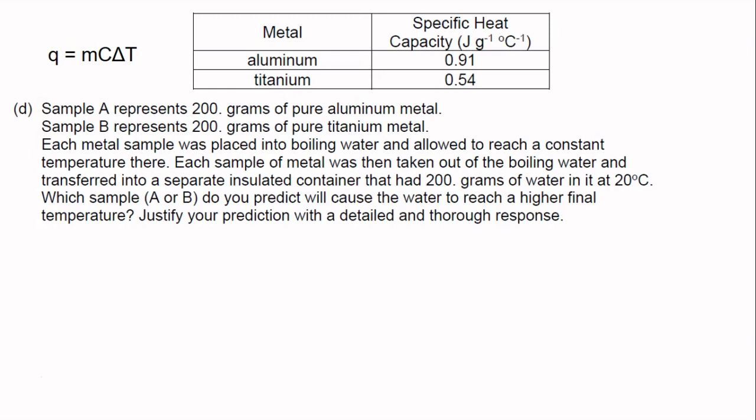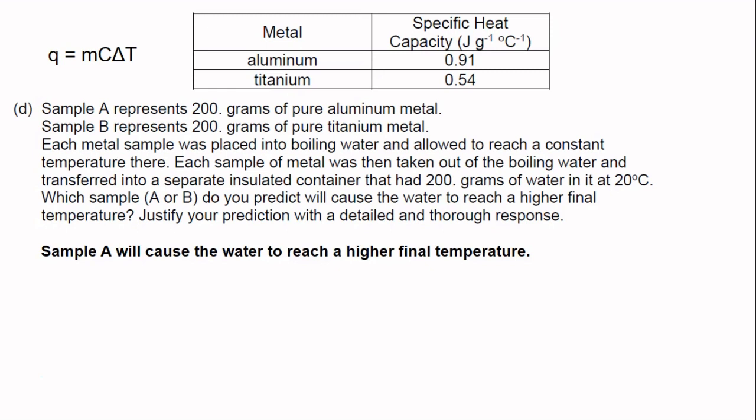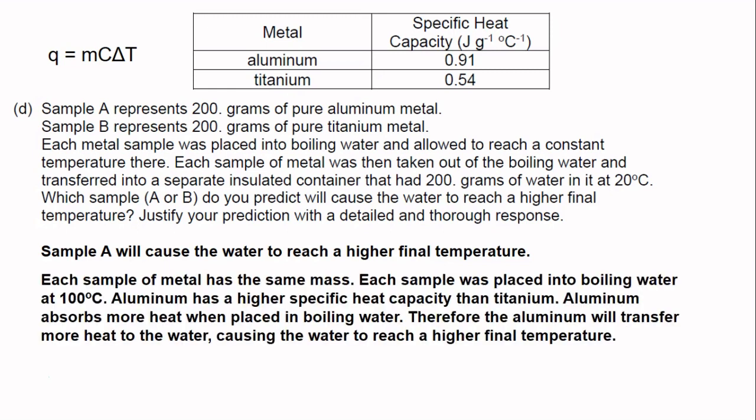So is it the aluminum or the titanium that is going to raise the temperature of the room temperature water to a higher level? Well, sample A, which is going to be in this case the aluminum, will cause the water to reach a higher final temperature. Let's talk about why that is. Each sample has the same mass. Each sample was placed into boiling water. But since aluminum has a higher specific heat capacity than titanium, aluminum will absorb more heat when placed in boiling water. Therefore, the aluminum will transfer more heat to the room temperature water, causing it to reach a higher final temperature.